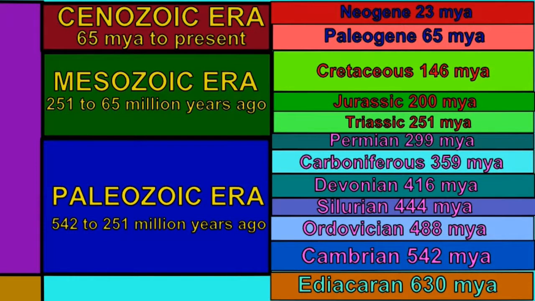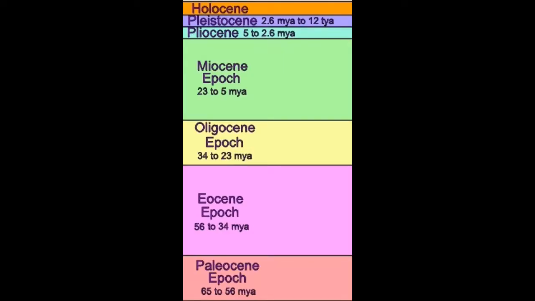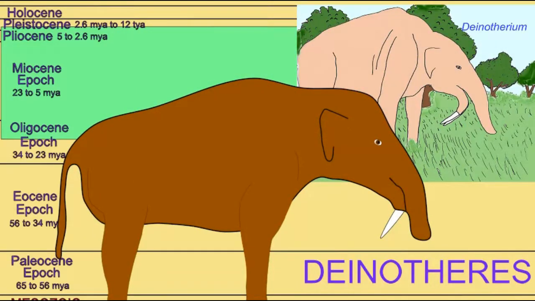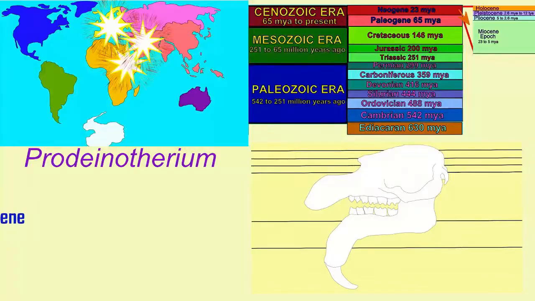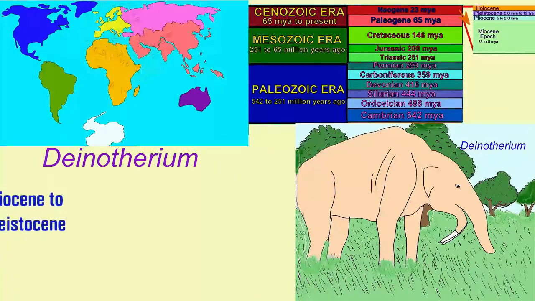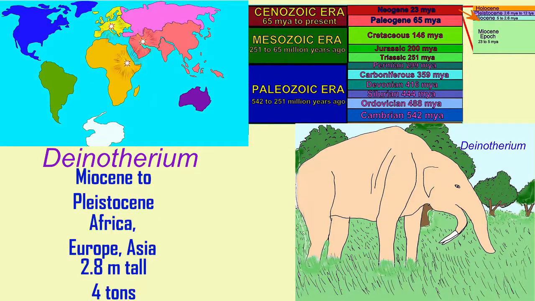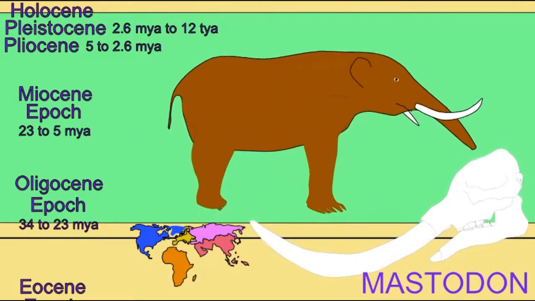In the last 23 million years, the Neogene period, beginning with the Miocene epoch, elephants diversified further and were able to spread from Africa throughout the world. This included the Dinotheres, these large elephants with tusks in their lower jaws, such as Prodinotherium and the later Dinotherium, and a number of mastodons.